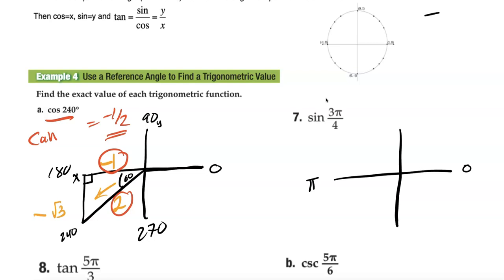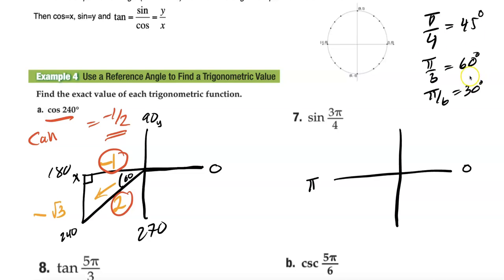In radians, the reference angle is given by the denominator on the bottom. So if it's pi over 4, that's going to be a 45-degree reference angle. Pi over 3 is going to be a 60-degree reference angle. And pi over 6 is going to be a 30-degree reference angle.